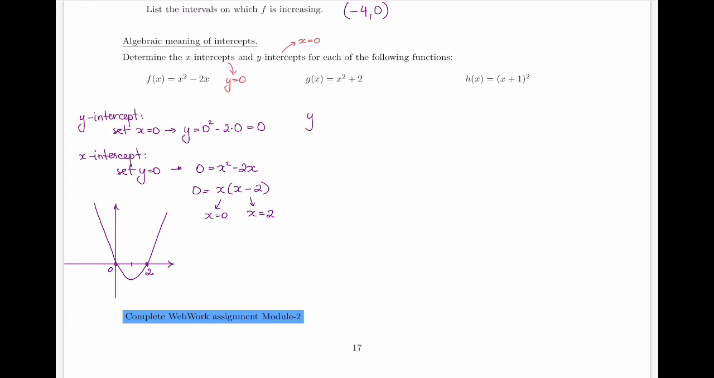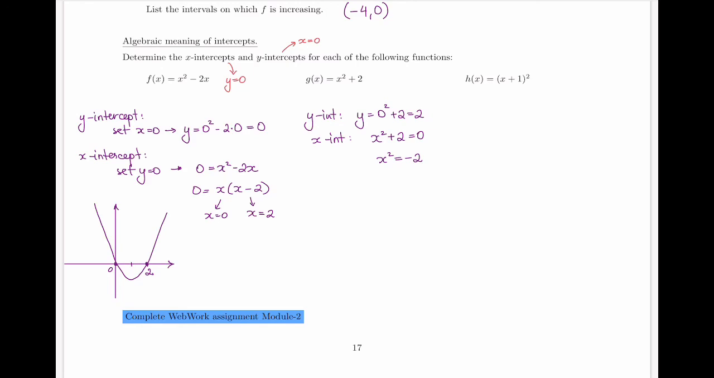Let's, for the g function, compute y-intercepts, which once again is setting x to be 0, which will result in 0 squared plus 2, or 2, and x-intercept, which will then set y to be 0, which will force us to solve the equation x squared plus 2 equals 0. I can isolate the x squared here, so x squared is equal to minus 2.